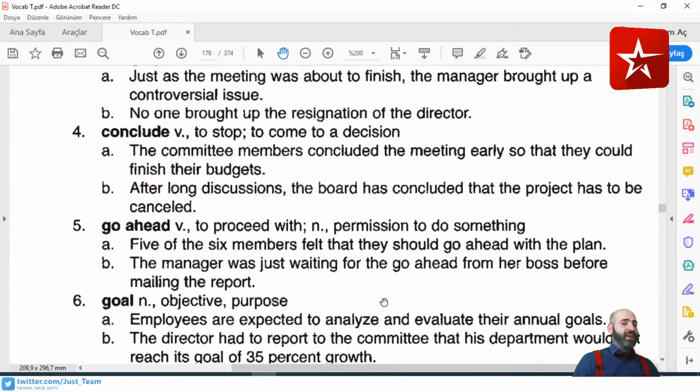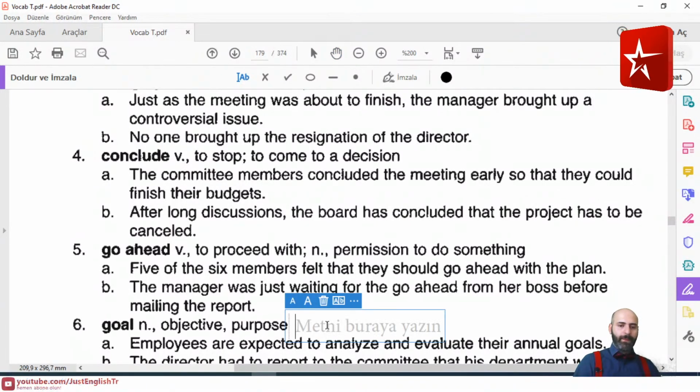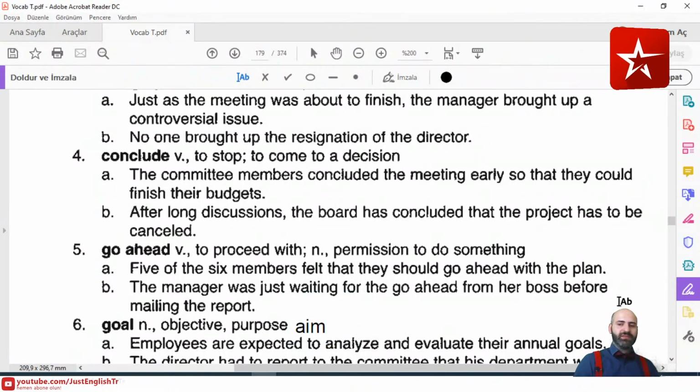Next word, we have got goal, but this is not goal from football. This is goal in business context. Goal in business context means objective or purpose. Aim also we can say. Let's add one more word here. We can also say aim. It has the same meaning.